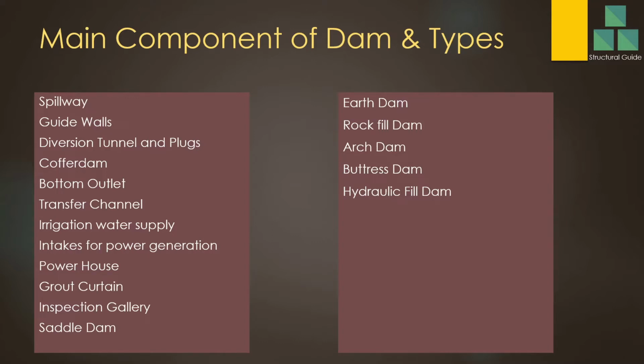Types of dams. Mainly there are 5 types. There are many more ways you can categorize dams, but I have listed 5 types here, and today we are going to discuss these 5 types: earth dams, rockfill dams, arch dams, buttress dams and hydraulic fill dams.